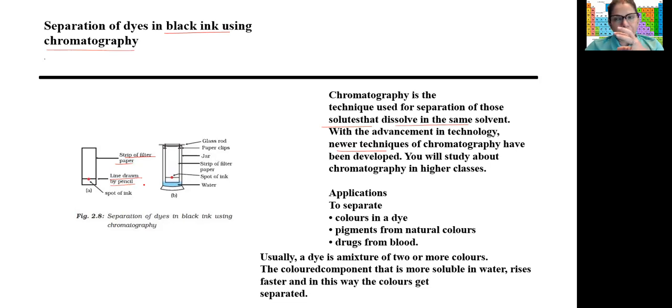Now we know that filter paper will absorb water. So we have taken a glass beaker and there is water here, and we have dipped the filter paper in the water. The water is being absorbed by the filter paper. As the water absorbs, this ink drop also will be having water. The filter paper with the dot of ink is dipped in the water, so the water is being absorbed by the filter paper.